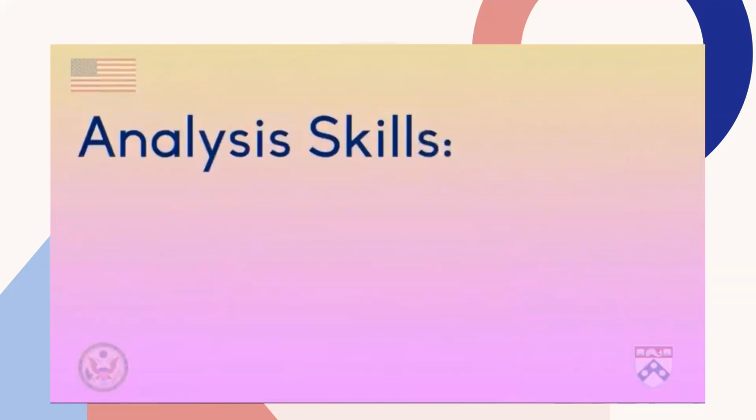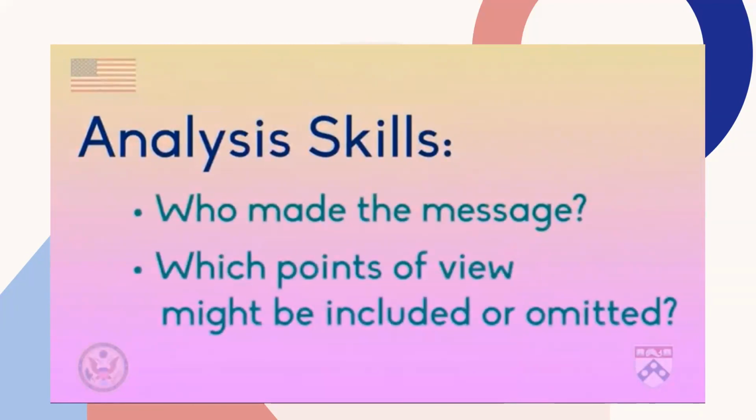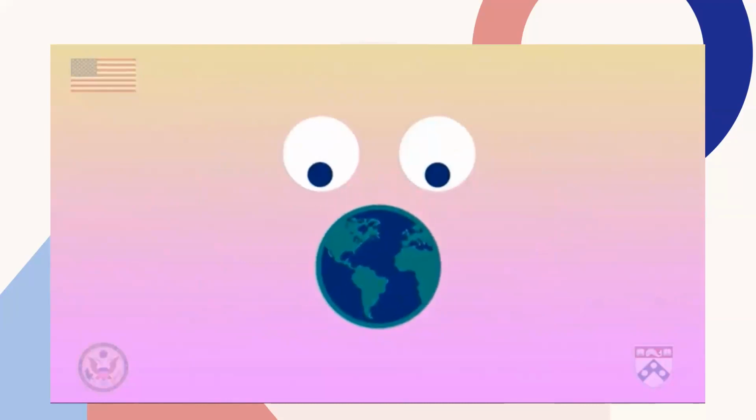To start trying to figure this out, we should use our media literacy skills. In particular, we should practice the analysis skills that we learned about earlier in the course to ask questions about who made a certain message and which points of view might be included or omitted from that message. Remember, a point of view is the way a person sees the world based on that person's beliefs and life experiences. Asking these questions can help us understand why there might be bias in traditional media messages.